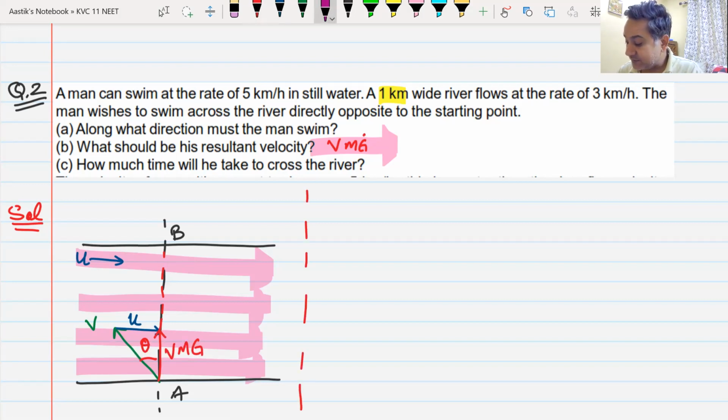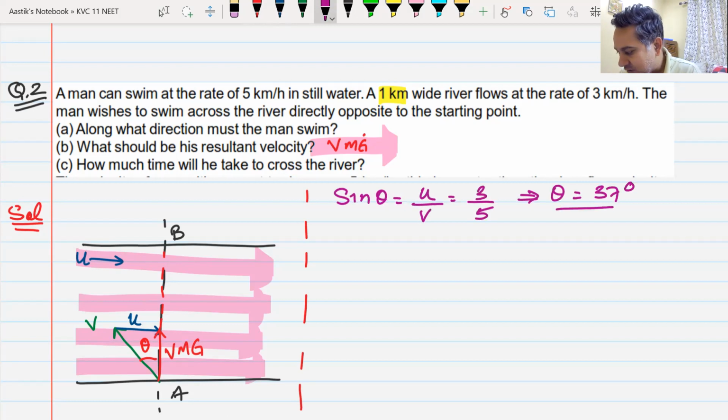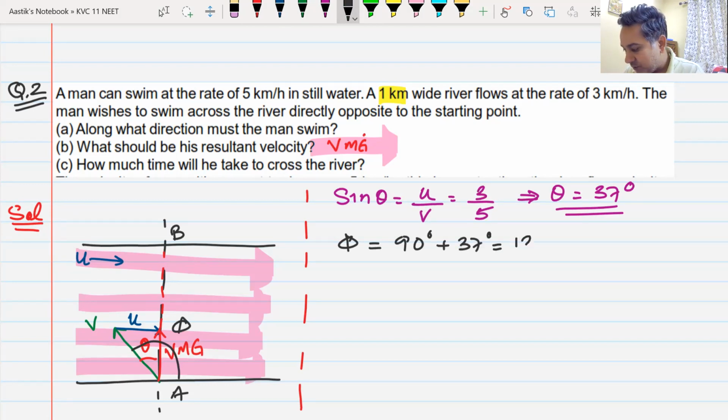Now I begin my answers. The value of sine theta is u by v, 3/5. From here I get the value of theta as 37 degrees. This theta is not the direction with river flow. To get the direction with river flow, I have to find this angle phi. This angle phi with the direction of river flow is 90 degrees plus 37 degrees, so it is an obtuse angle, 127 degrees. That is the first thing that you have to understand.